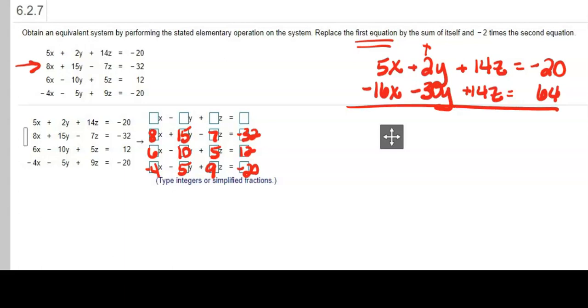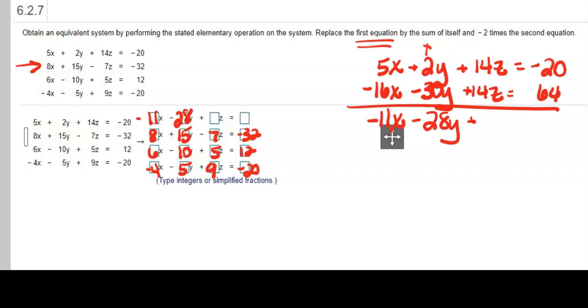So when I add them, negative 16 and 5 is negative 11x's. So I know that this is negative 11. I know that negative 30 plus 2 is negative 28. So this right here is negative 28. It's already got the negative for you. 14z's and 14z's is 28z's, so this is positive 28. And then negative 20 and 64 is 44. So that becomes 44. What we're doing is just dipping our toes in, so I'm going to do a couple more.